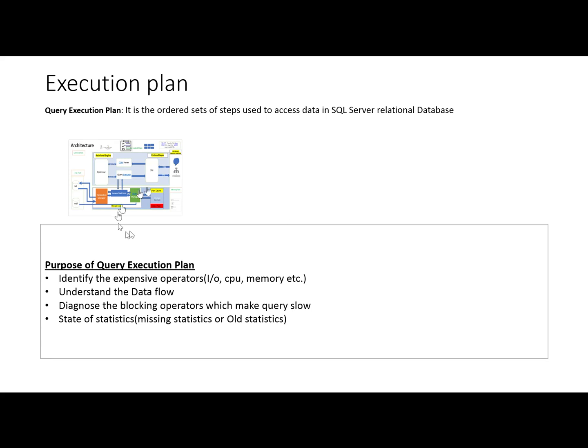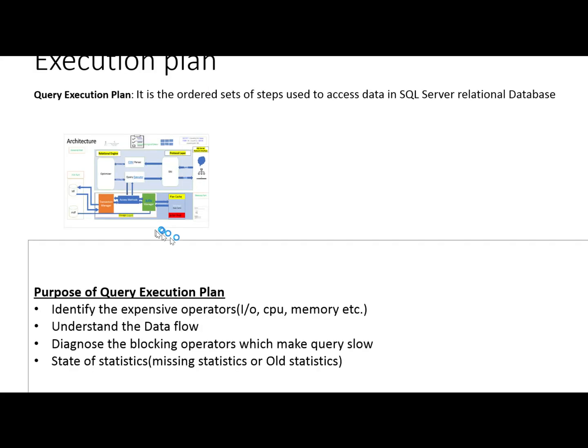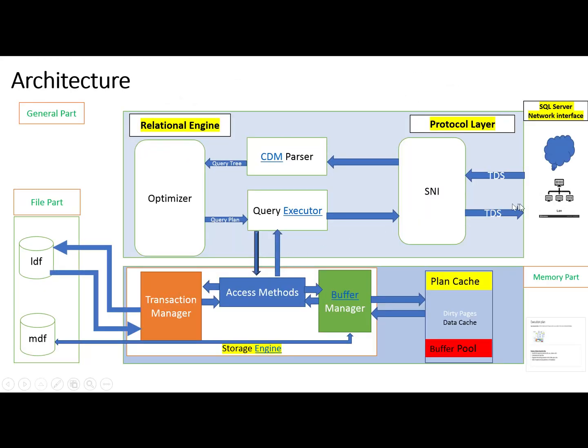To understand the execution plan, we must have knowledge of the SQL Server architecture, which we already explained in module 3. So I will explain the execution plan using this SQL Server architecture. This is the client part of the architecture, and this is the server part. In the server part, there is the protocol layer, the relational engine, the storage engine, and the file part and the memory part.